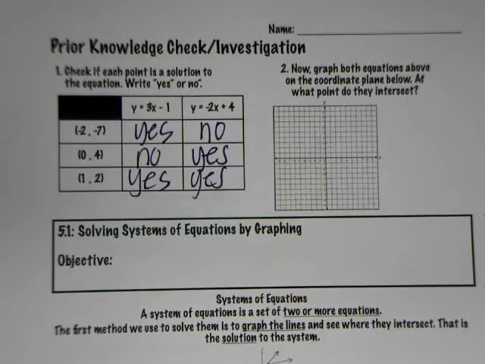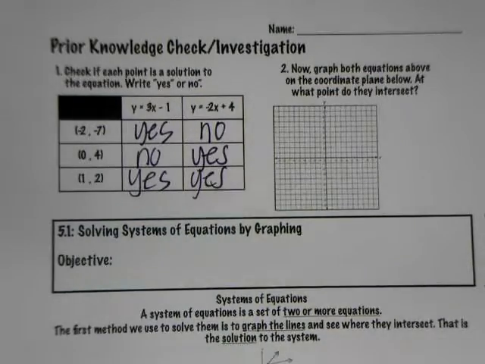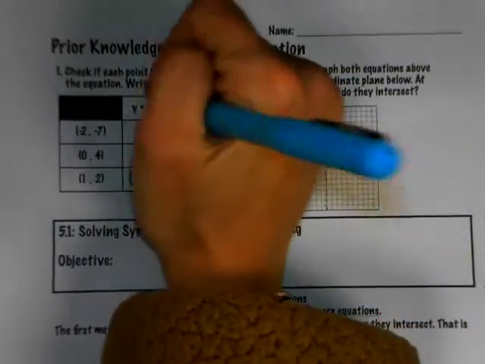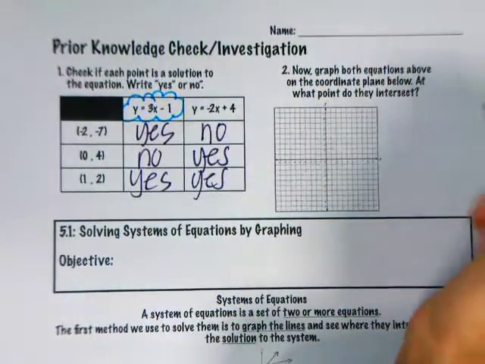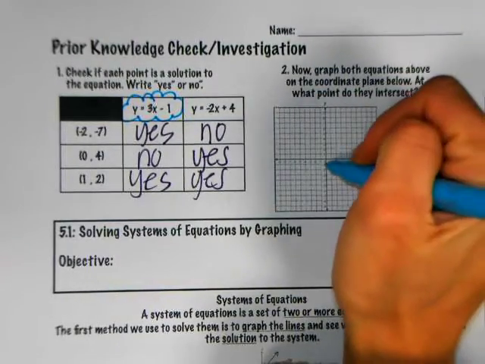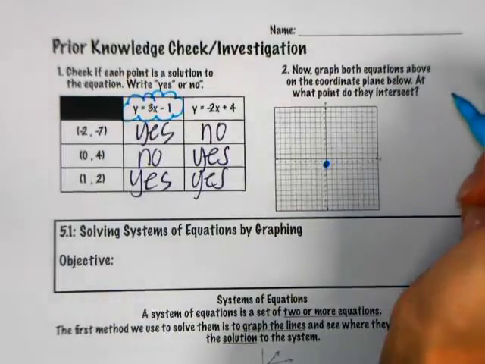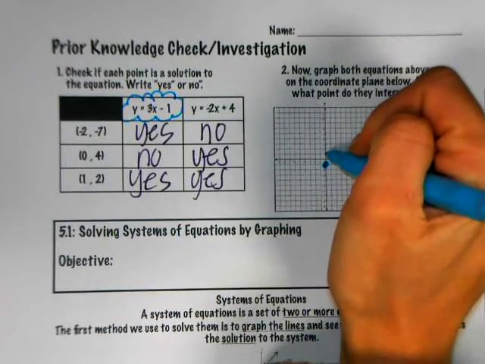Okay, so for number 2, it says, now graph both equations above on the coordinate plane below. At what point do they intersect? So let's graph this one, 3x minus 1 first. So where do I start my line? Yep, -1. And what's my slope? 3, so that means I do what? Up 3 over 1.